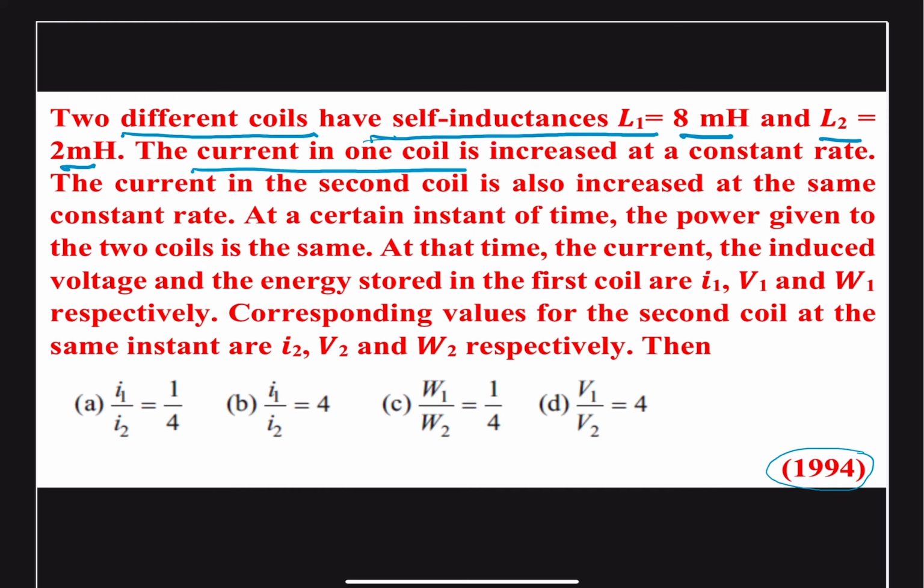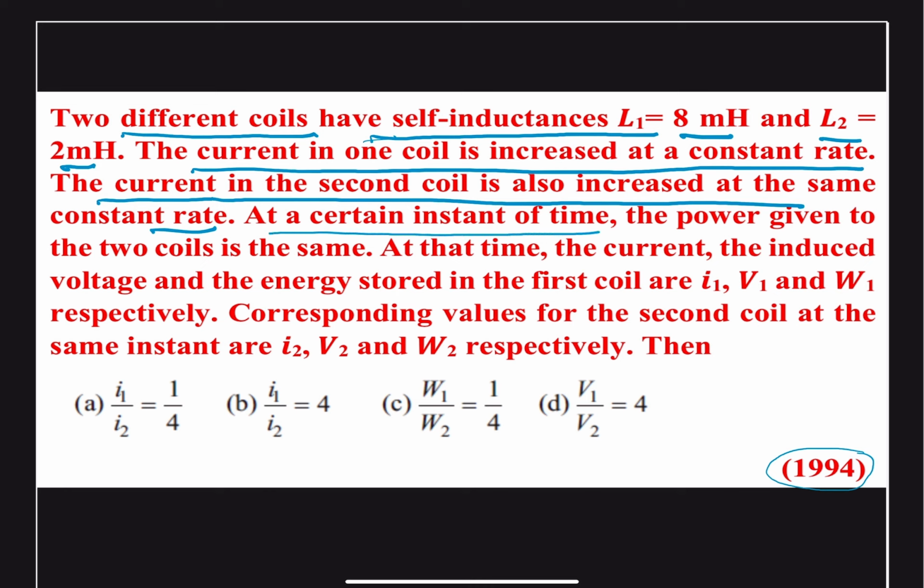The current in one coil is increased at a constant rate. The current in the second coil is also increased at the same constant rate. At a certain instant of time, the power given to the two coils is the same. At that time, the current, the induced voltage and the energy stored in the first coil are I1, V1 and W1 respectively.